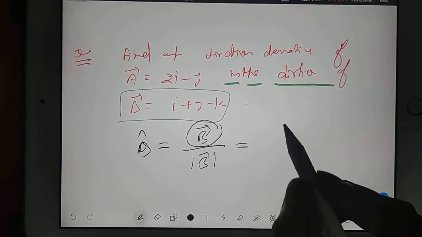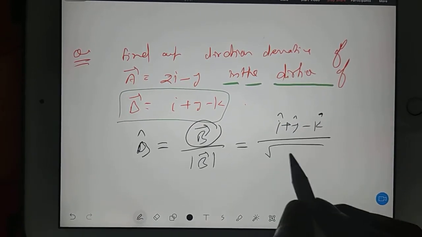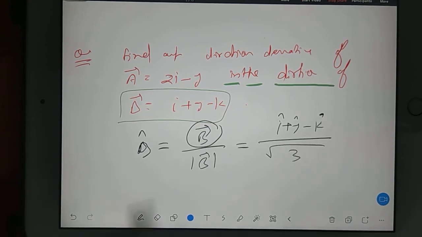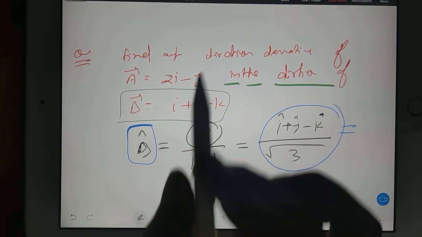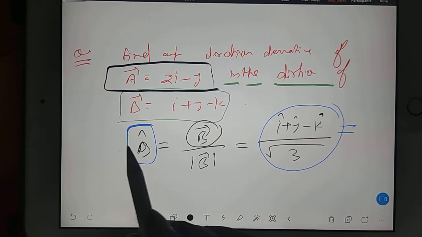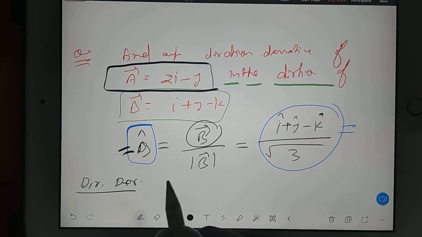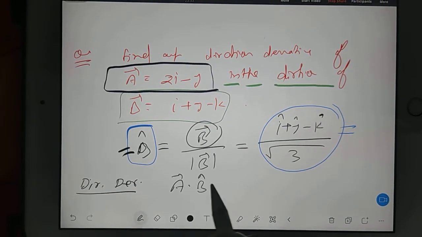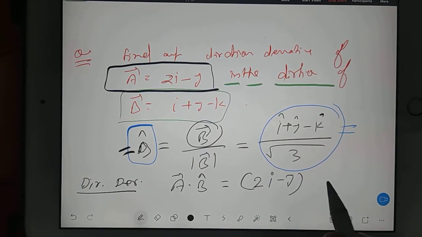So this b, i plus j minus k, put cap, divide by the magnitude, which will be under root 3, correct? Okay. So this new quantity you have got is known as the direction of b, or you can say the directional vector. Now you see, this a you have to do a dot product with this one. So the directional derivative is a dot b cap, equal to, write down 2i minus j and bracket this one.